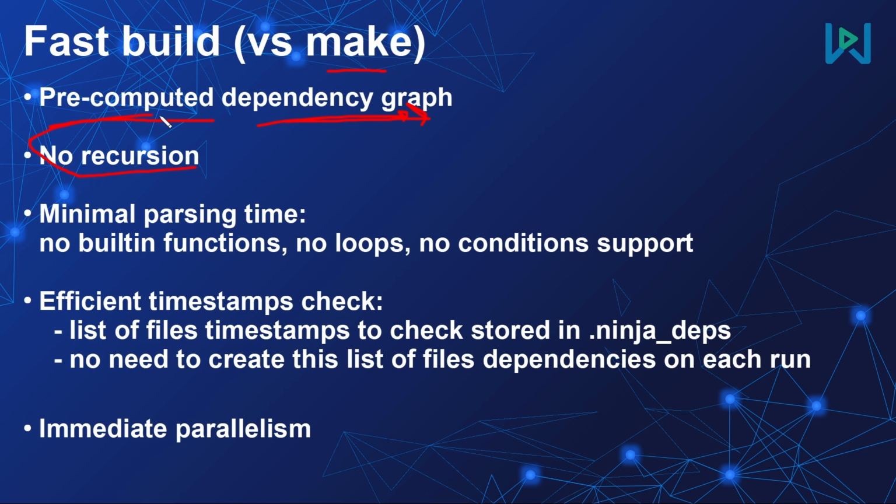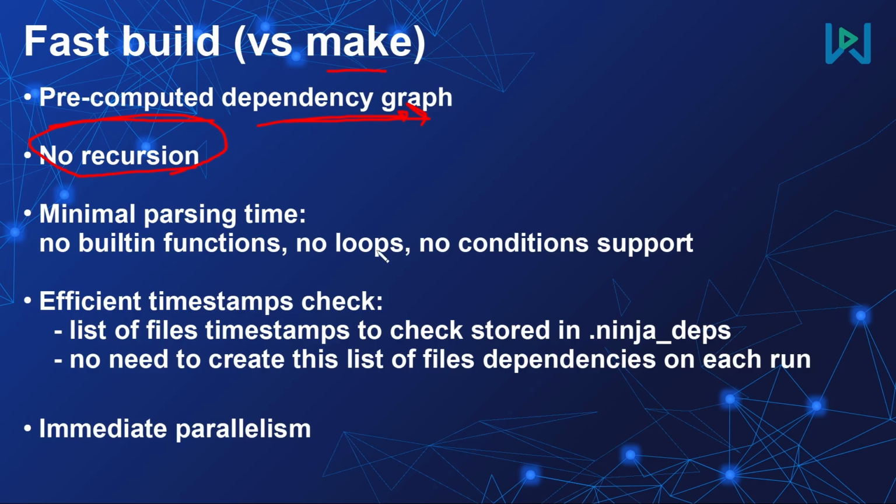Ninja does not support recursion. On makefile, we can execute or trigger the execution of a makefile within another one. Although this is a strong feature, it is known for slowing down overall build time. To eliminate this extra overhead, Ninja does not support natively this recursion feature.